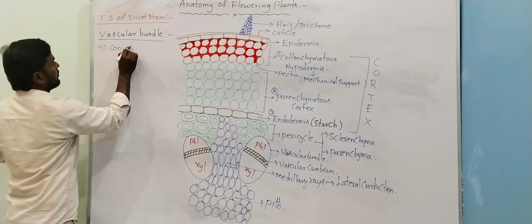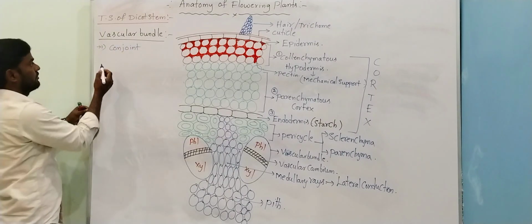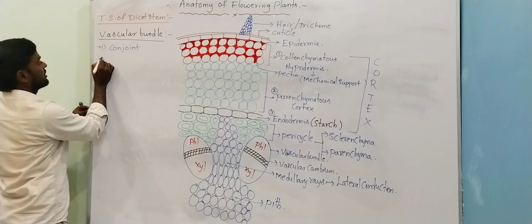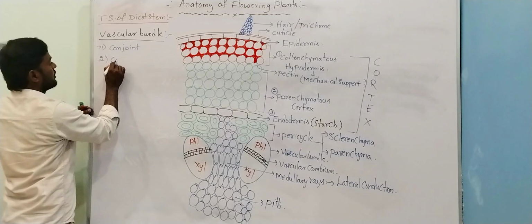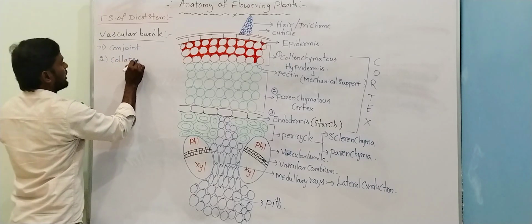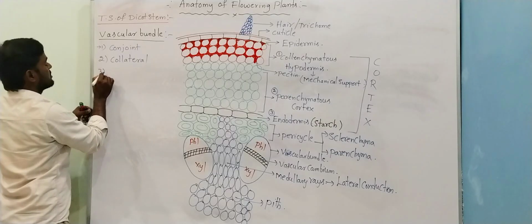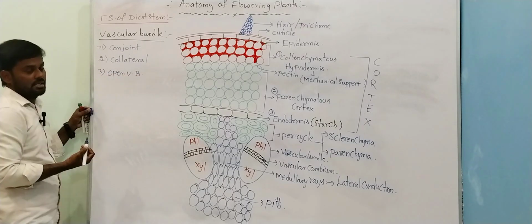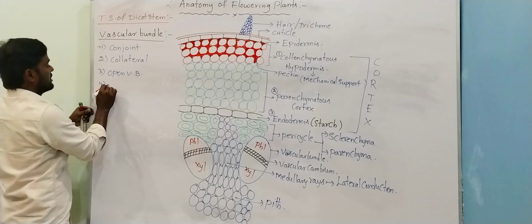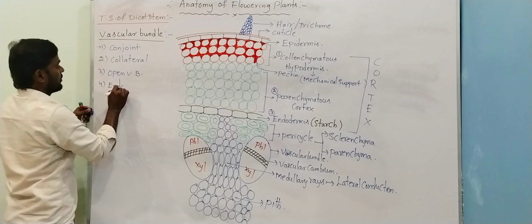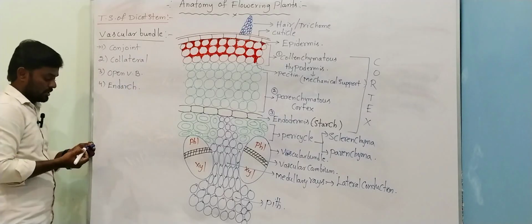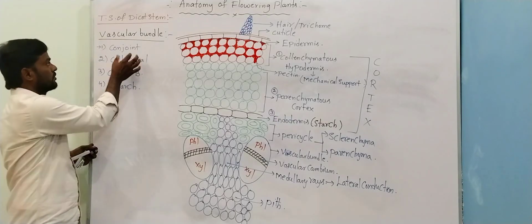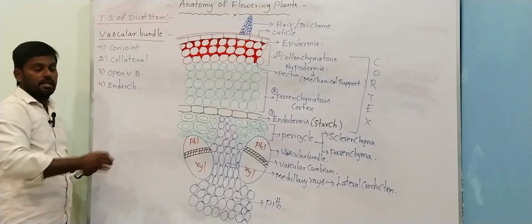Conjoint. Now you have to remember these words, very important from the NEET examination point of view also. Conjoint. Second one is collateral. Third one is open vascular bundle. VB means vascular bundles. And fourth one is the endarch condition. I will tell you one by one what is conjoint, collateral, open vascular bundle, and endarch.